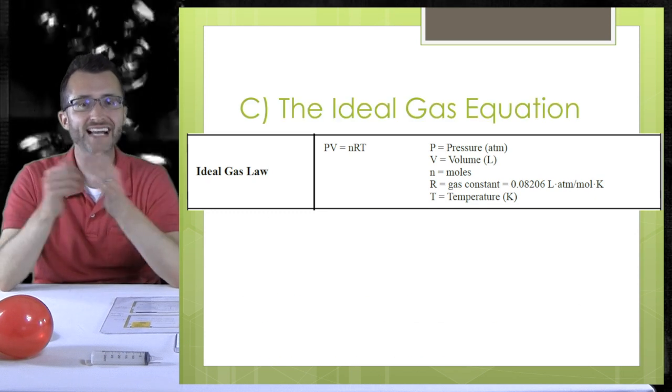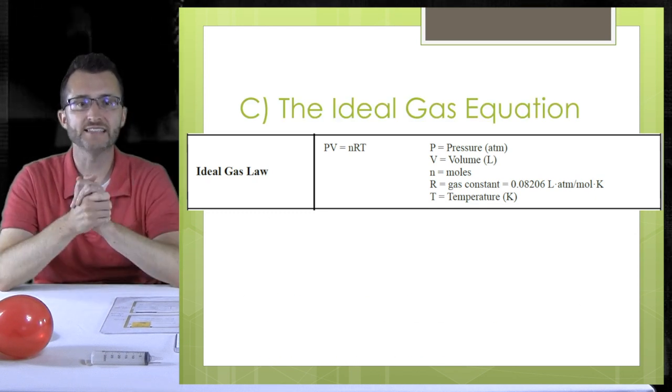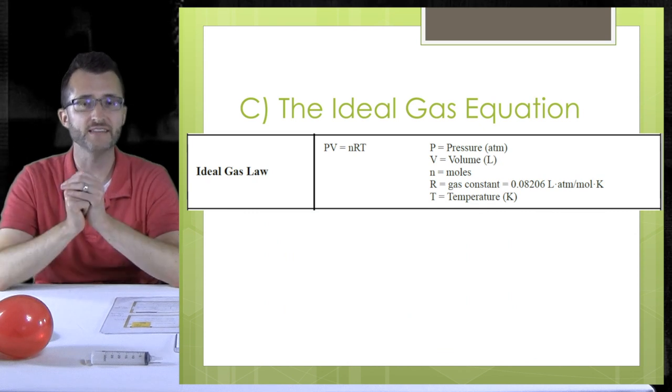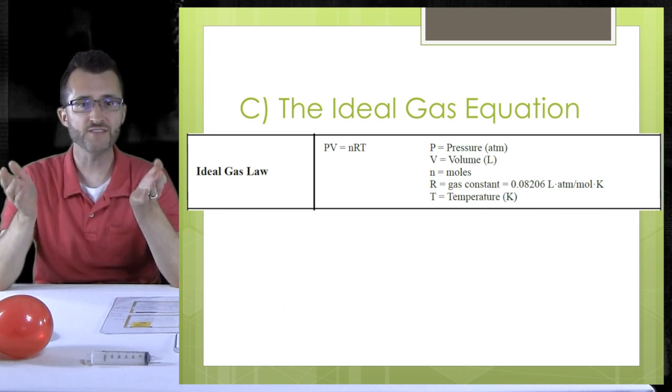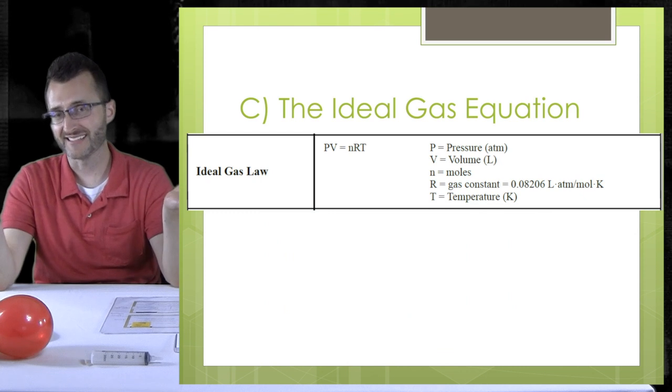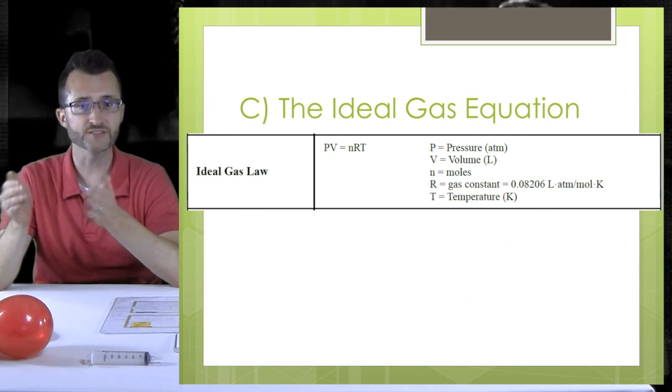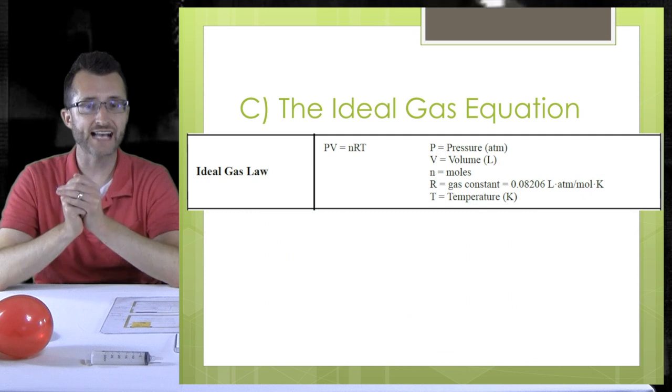Okay, next we're going to talk about the ideal gas equation, also known as the ideal gas law. This is found on Table T of your reference table, specifically in the honors section. PV equals nRT. Sometimes I like to just say "Puvner," it's a lot faster. Where P is the pressure in atm, V is the volume in liters, n is the moles. R is a constant called the gas constant.